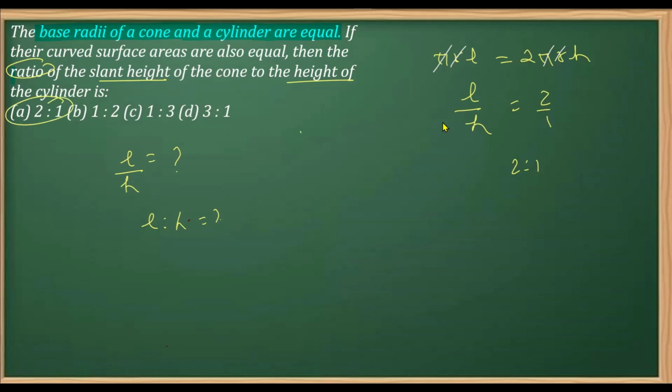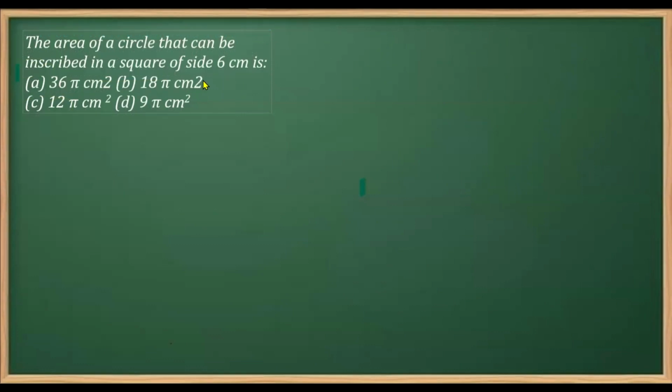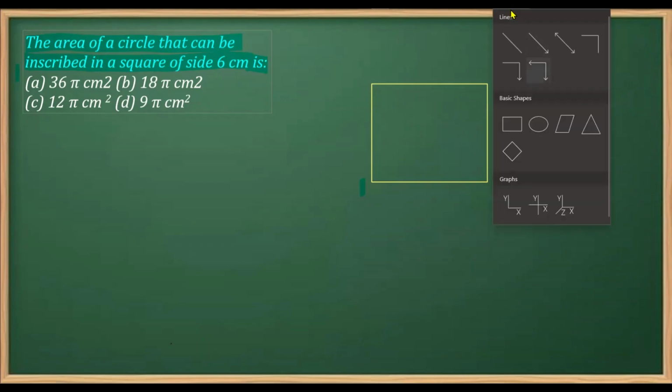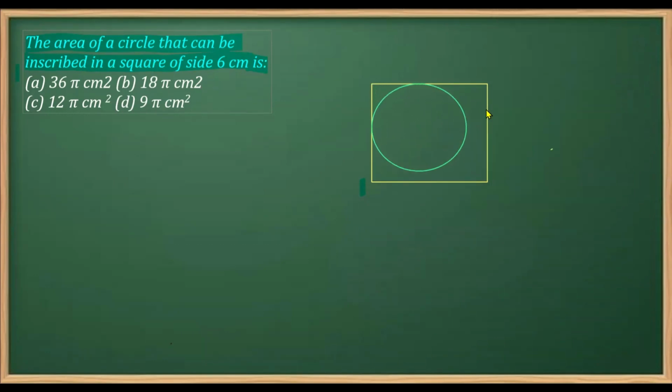Now let's come to the next question. In the second question, he says the area of a circle that can be inscribed in a square of side 6 centimeter. So the circle that can be inscribed in a square means outside we have a square and inside a circle. Let me show you once again. I took a square first, and then we are going to take a circle, and the circle is inscribed in the square. That means this circle is touching the boundary of the square at all the edges. That's what it means, right?